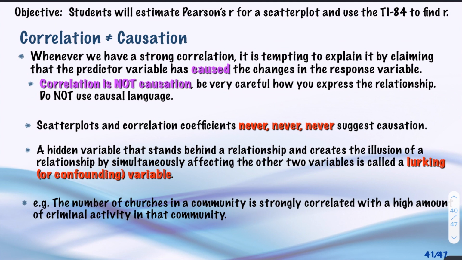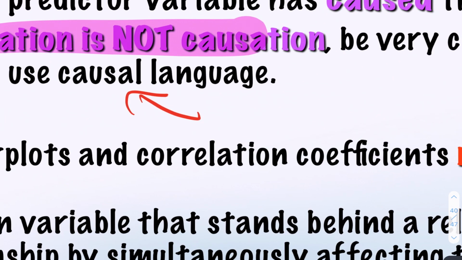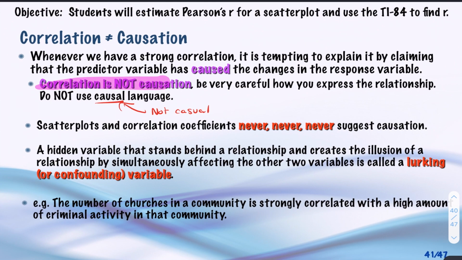Closing in on the end with one example on how to actually do this thing. Whenever we have a strong correlation, it is tempting to explain it by claiming that the predictor variable has caused the changes in the response variable. Again, correlation is not causation. Be very careful how you express the relationship. Do not use causal language. Now, note, this says causal language, not casual, like most people are going to read that. Scatterplots and correlation coefficients never, never, never suggest causation.